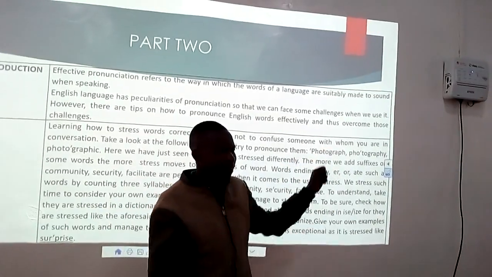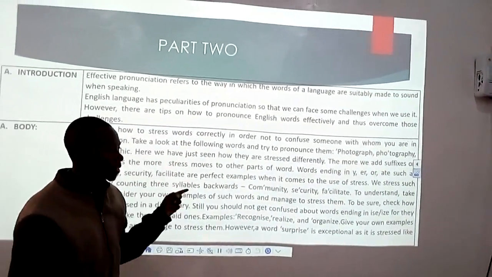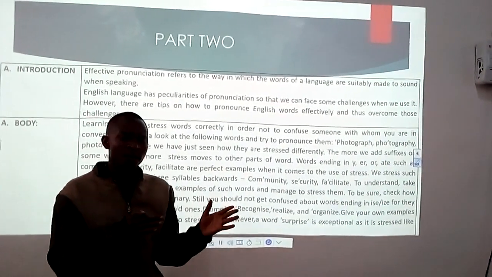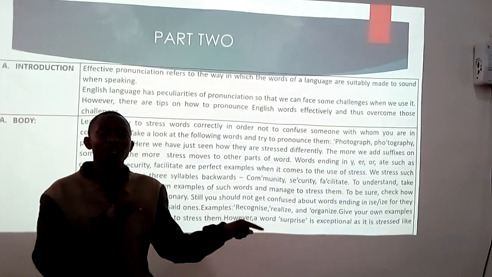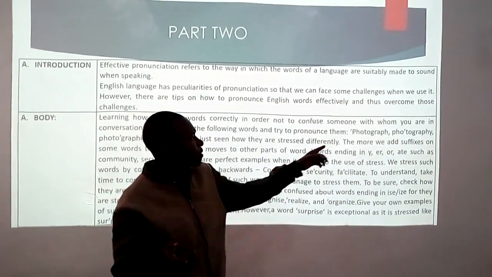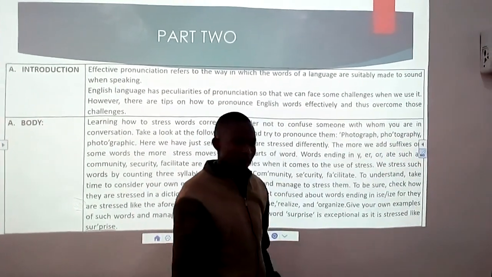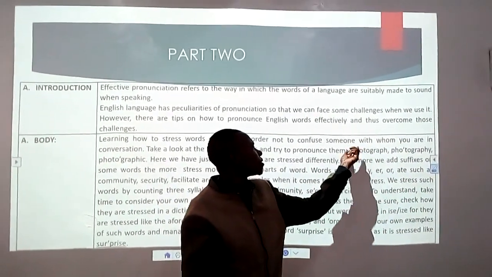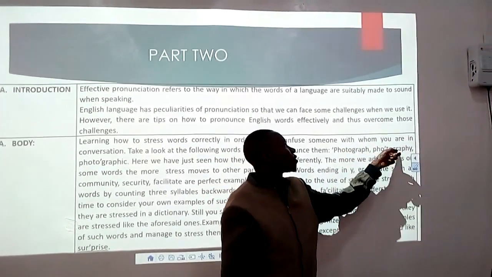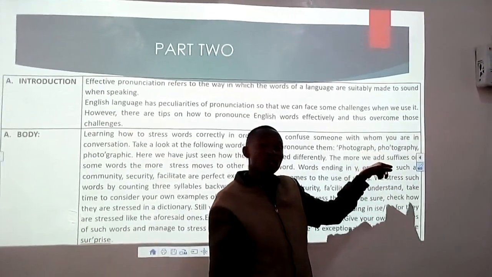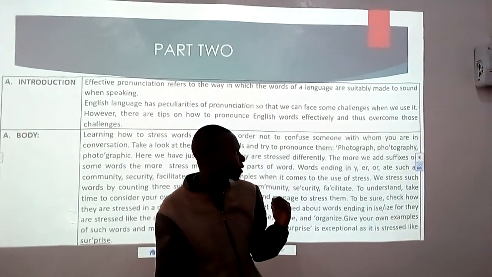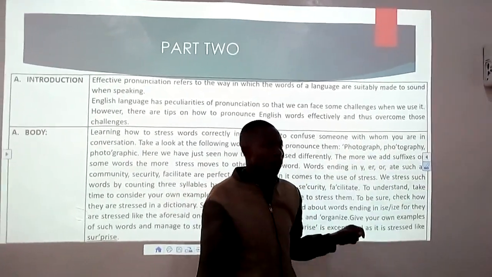When you add something else on a word, the stress can move to another syllable because of the suffix that has been added to the word. For example, here you see photography. Okay, the first word was photograph, and now it is no longer photograph, but it sounds like photography. Of course, you cannot say it with the old stress because that is not good English. Okay, you better say photography.